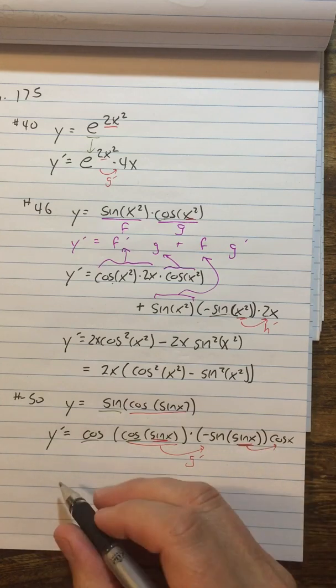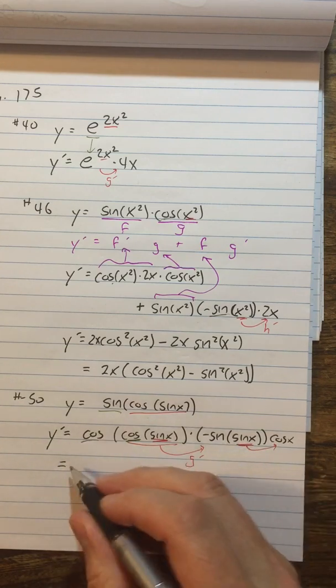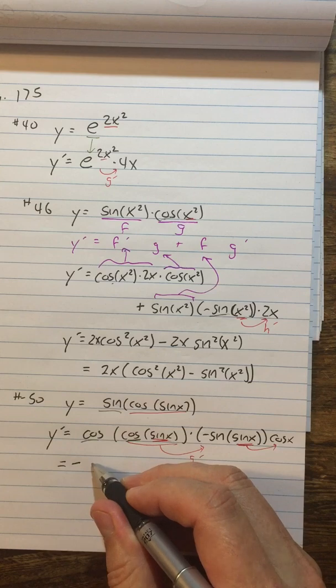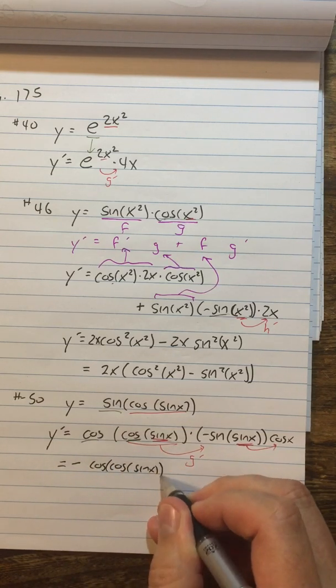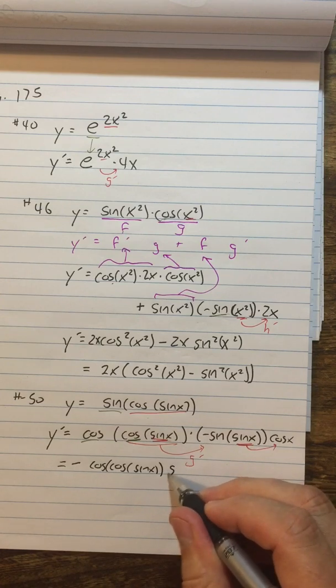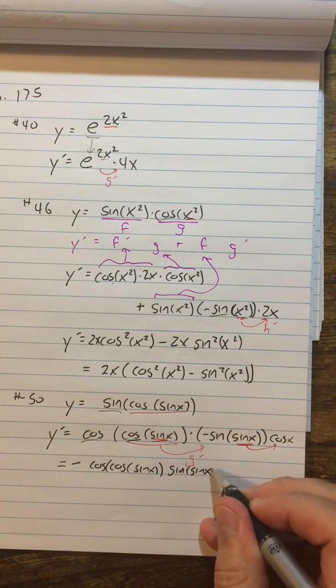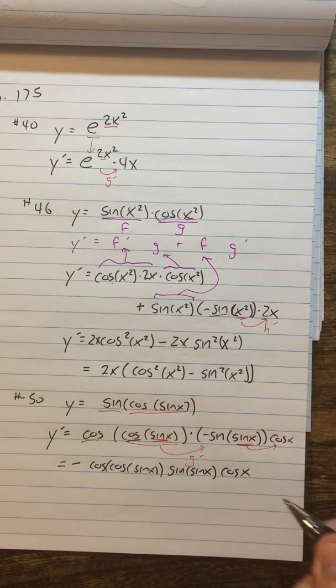All right, so I guess the only nice thing we can do is bring the negative out to the front, and then we have negative cosine of sine of x, which cannot simplify in any way, times sine of x, which cannot simplify in any way, times cosine of x. There you go. That's number 50.